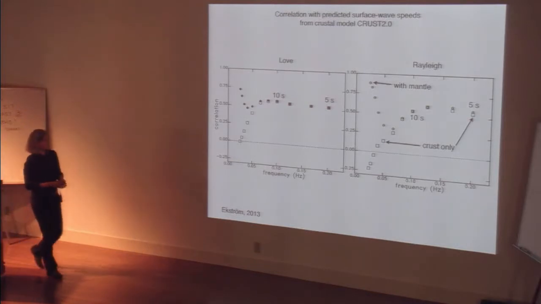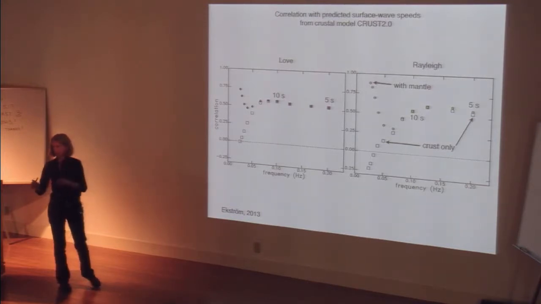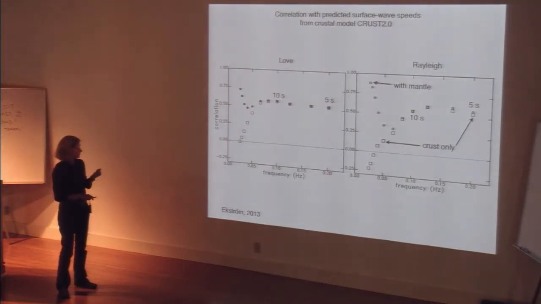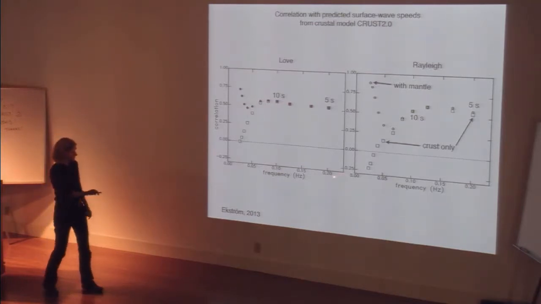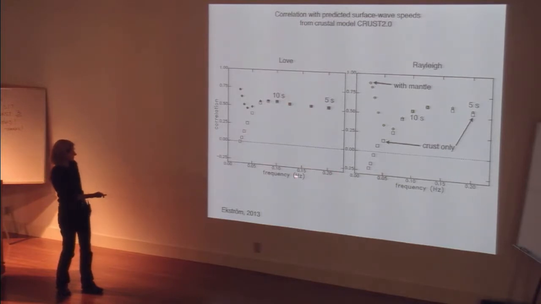These are plots of correlation between the observed maps and the predicted maps at a bunch of different periods, which you just have to be like a geochronologist and read from right to left. These are the short periods over here and the long periods over here because it's in frequency.